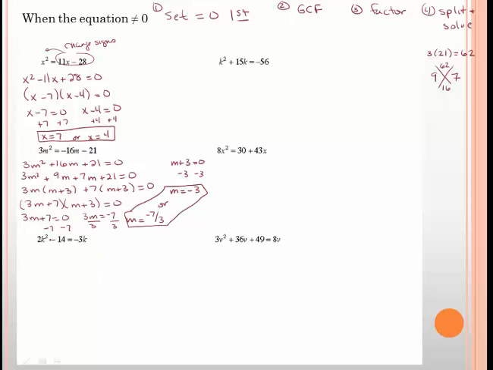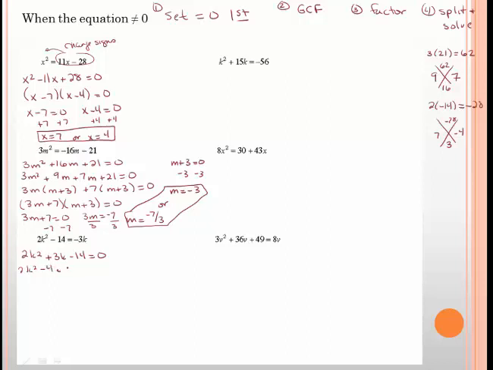Here I'm moving the 3k over. I need to put it in between and make it positive. So 2k squared plus 3k minus 14 is equal to 0. I need to factor this. So I'm going to do 2 times negative 14, which will give me negative 28. And I'm looking for factors of negative 28 that will give me a positive 3. So I have 7 and negative 4.